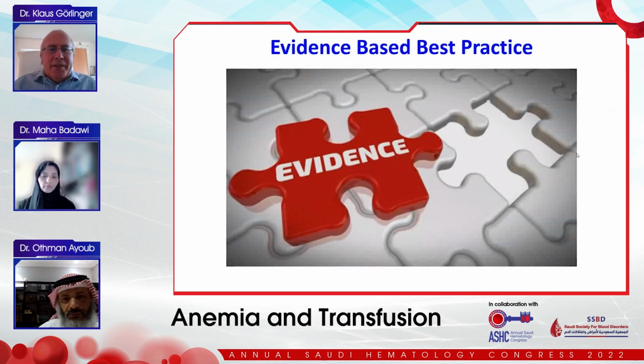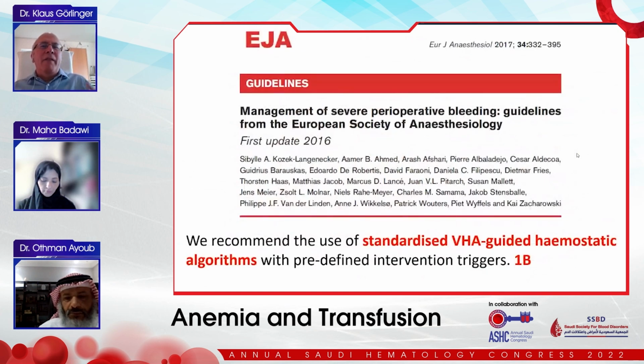So what's the evidence behind it, or how does this also affect guidelines? These are the first update from the European Society of Anaesthesiology guidelines on the management of severe perioperative bleeding, published in 2017. The next edition is just on the way, and there was already a recommendation to use standardized viscoelastic testing guided hemostatic algorithms with predefined intervention triggers with a 1B recommendation. Since there have been several new randomized trials and meta-analyses, we may even have in the next edition a 1A recommendation.